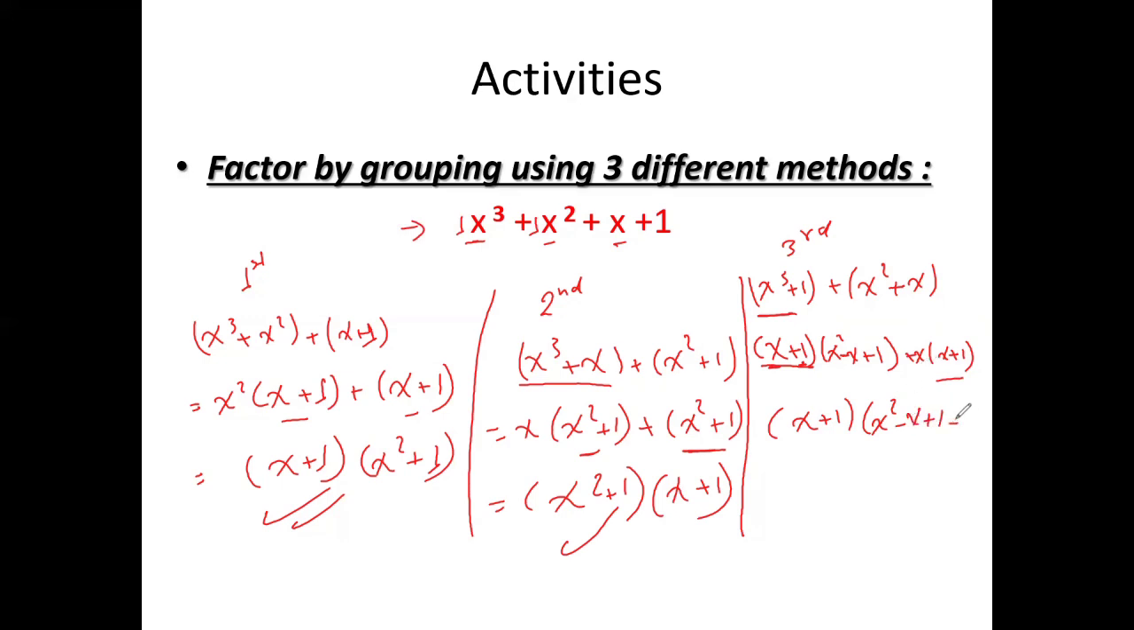And here we have x. Now we have negative x plus x. We can cancel them together. So we will get x plus 1 times x power 2 plus 1 also. And in the third method, we will get the same answer. So that's it.